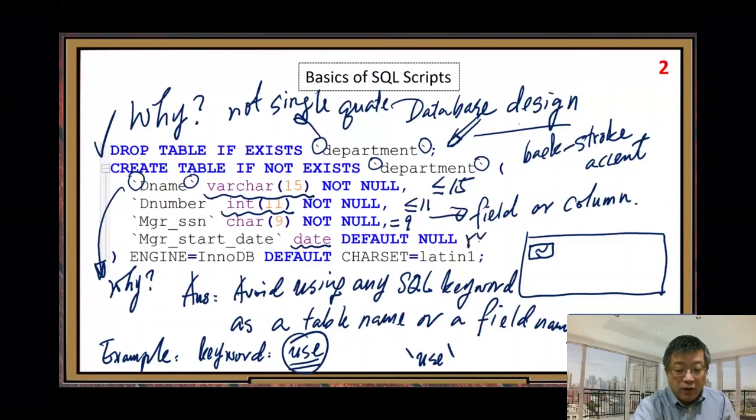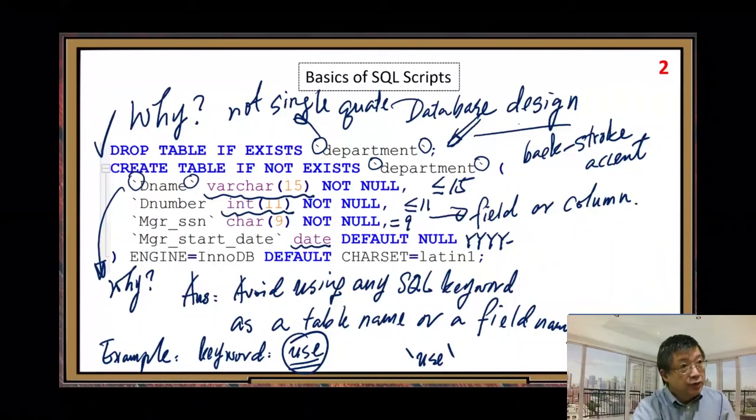4-digit year first, Y. Dash. 2-digit month number, M. Dash. 2-digit date number. That's the standard date format.